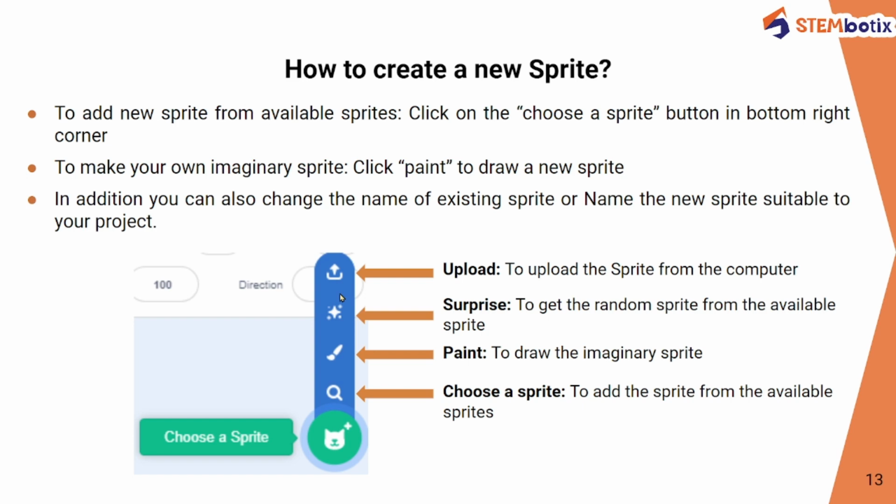So to add new sprites from available sprites, click on choose sprite. Then to make your imaginary sprite, click on paint. And in addition, you can change the name of an existing sprite and replace it with a name suitable to your project.